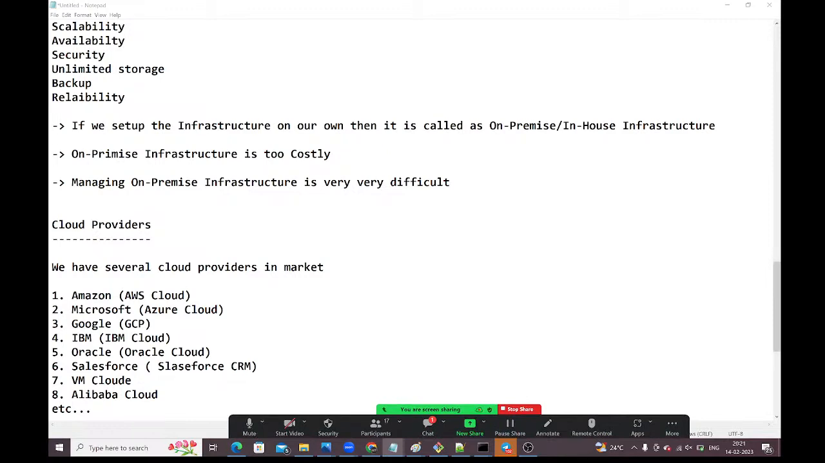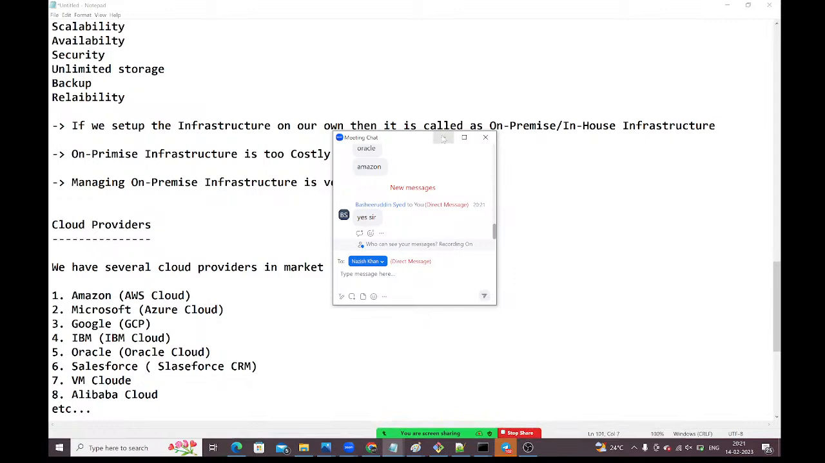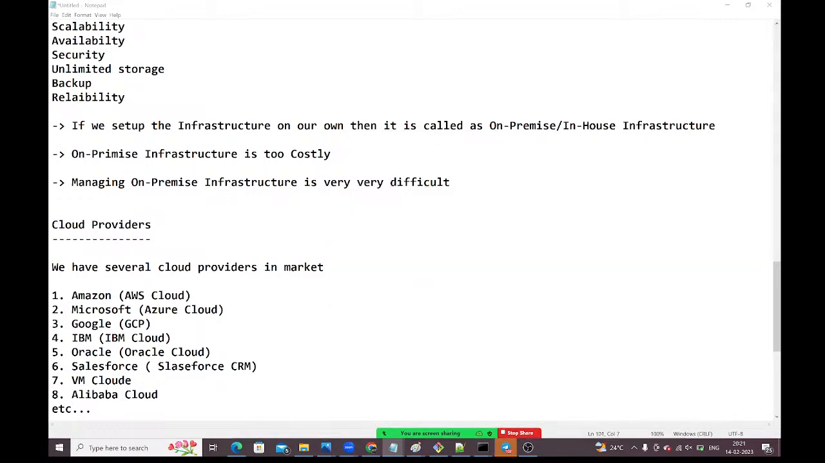Fine, guys. Among all these cloud providers, which cloud provider has more demand? Which one is the most famous, guys? We have this many cloud providers. Among all these, who is the most popular one? Amazon, guys, AWS cloud. 200 plus services they are providing, and 190 plus countries are using Amazon services.